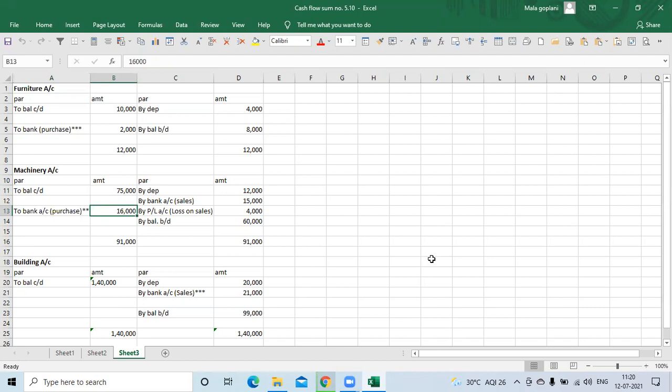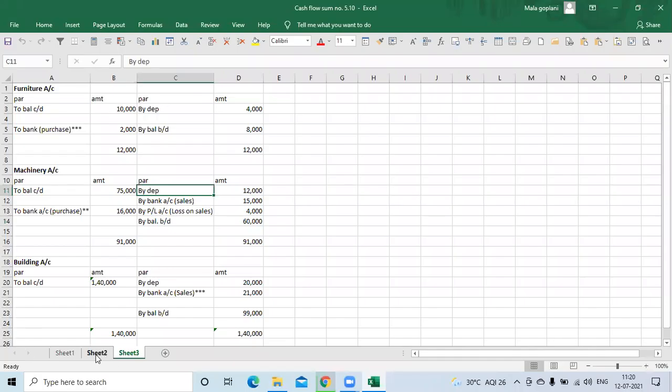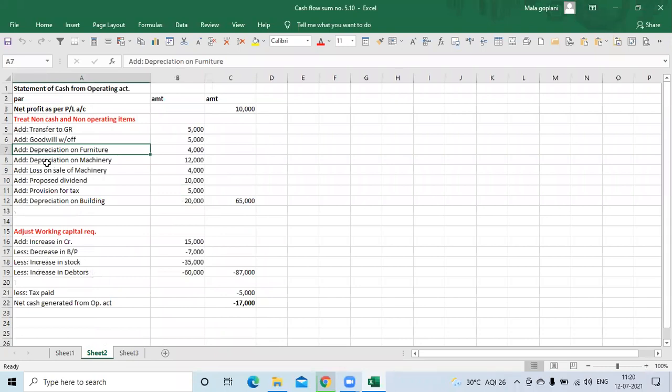This much is clear with everyone? Yes, ma'am. Very good. Now let's leave opening and closing balance. After leaving opening and closing balance, all other transactions are to be reflected in the cash flow statement. So first thing, depreciation. Tell me where it will go. Operating, non-cash and non-trade. Very good. Add or less? Add. Why add? It is a non-cash expense.